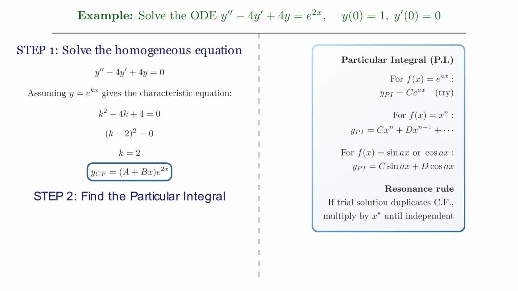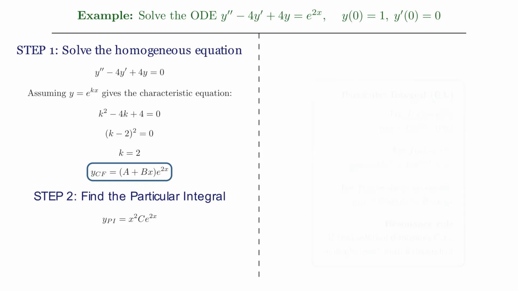However, in this case, we've got a problem, because the complementary function is of the form (a + bx) e^(2x). So we're in the case where the resonance rule applies. Because our trial solution duplicates the complementary function, we have to multiply by a higher power of x to make the particular integral independent. We have a + bx, so we're going to have to multiply the e^(2x) this time by cx^2 to make it independent. So we're going to assume that the particular integral is y = c x^2 e^(2x).